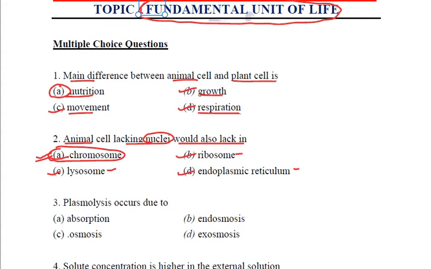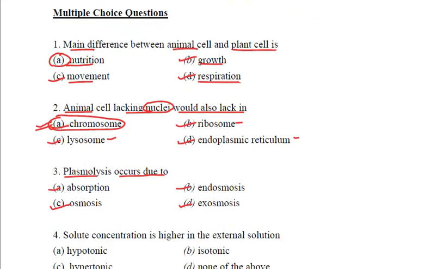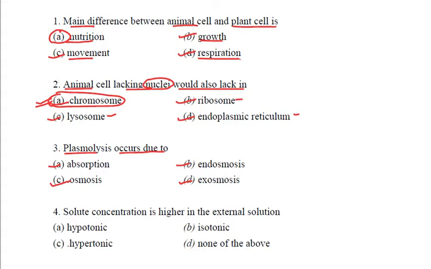Third question. Plasmolysis occurs due to, is it absorption or endosmosis or exosmosis or osmosis? Now we know that plasmolysis is the shrinkage, right, of the plant cell wall, because of which all the cell organelles come to one side, and this plasmolysis occurs due to the process of osmosis, right?